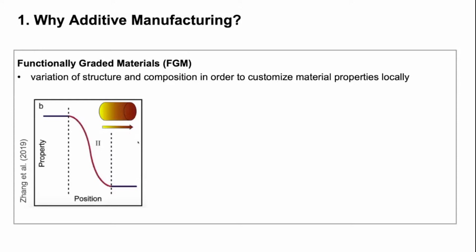In these FGMs, the structure and composition vary locally, and the goal is that when we can tweak this microstructure, we can customize material properties locally. This is shown here in the sketch. We see properties as a function of the position inside the part. This is the basic concept.